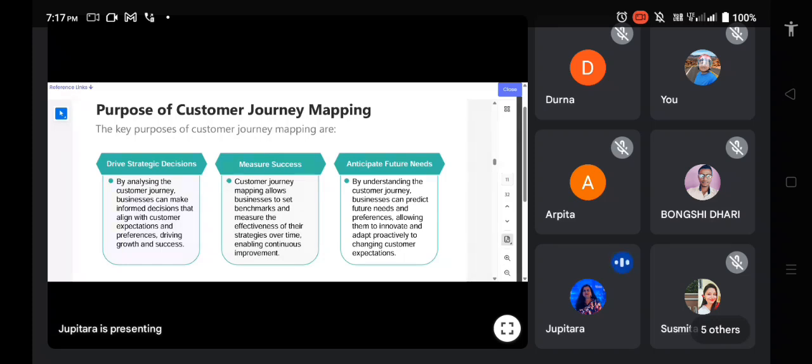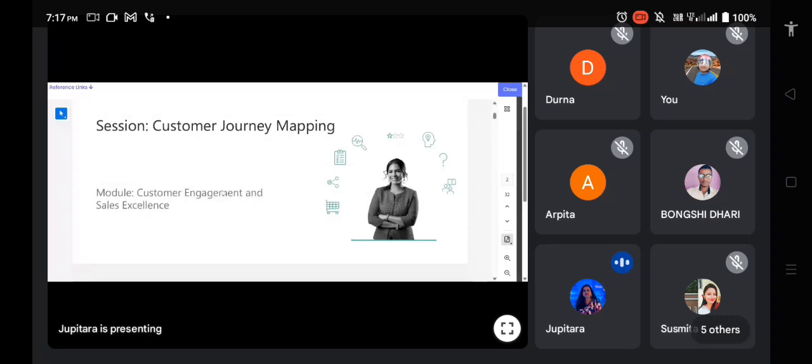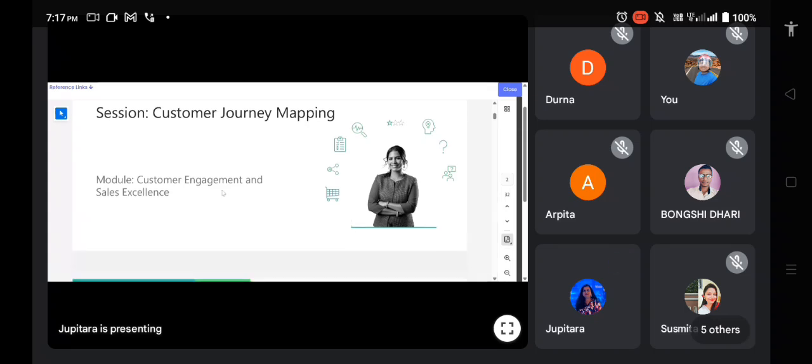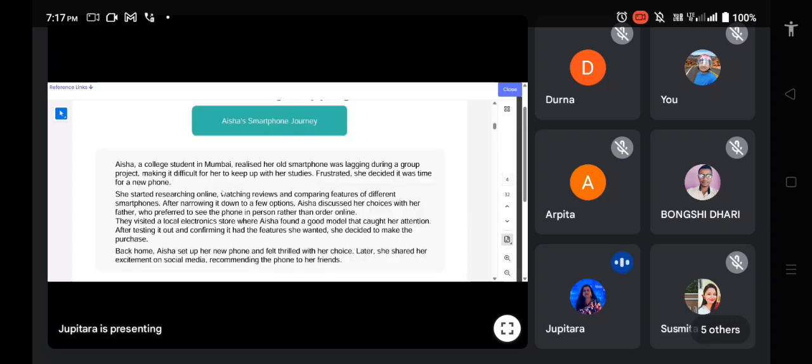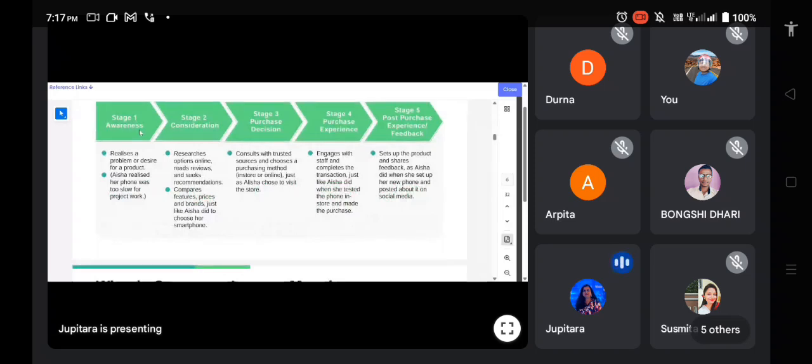Okay, for those who came late, I am repeating again. This is what we call customer journey mapping. Customer journey mapping means you map step by step how a customer gets to purchase a product and what their experience is after purchasing it. These are the stages. First is awareness, where a customer realizes what the problem is and what solution he requires.